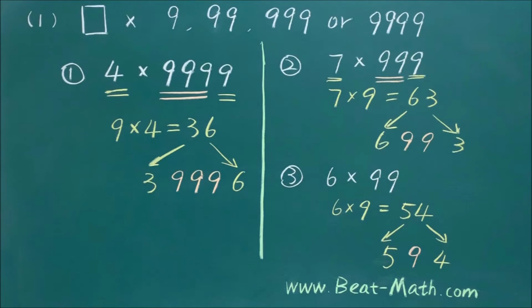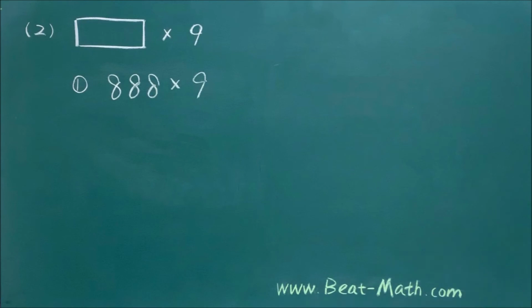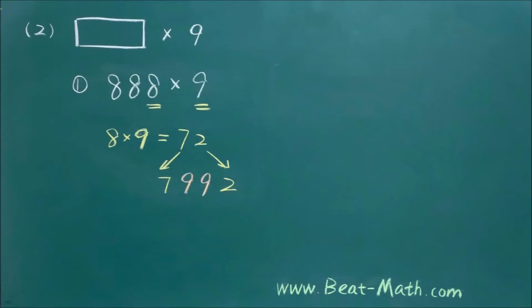Now let's look at something which is a little bit different. 888 times 9. Multiplying 9 by 8 and get 72, we put 7 in the first and 2 in the last position. We still have 2 eights, but instead of putting these 2 eights in the answer, we put 2 nines in the middle of the answer. So the answer is 7,992.